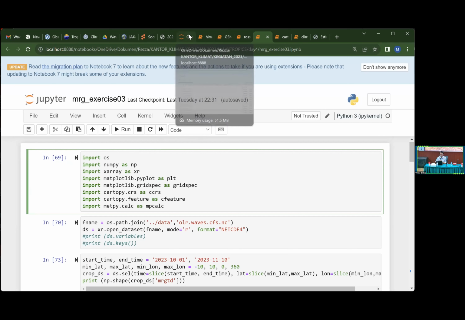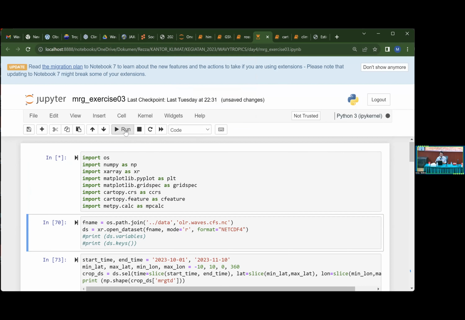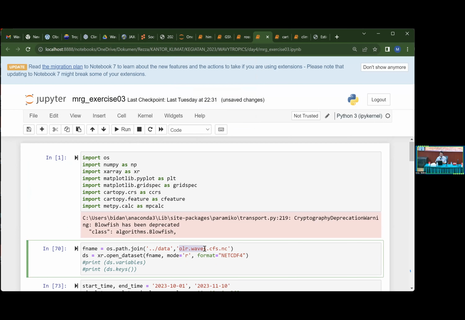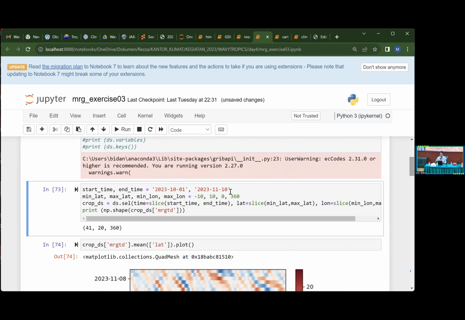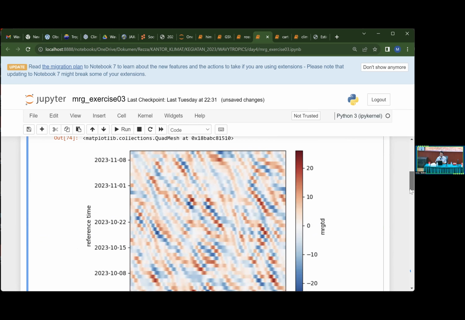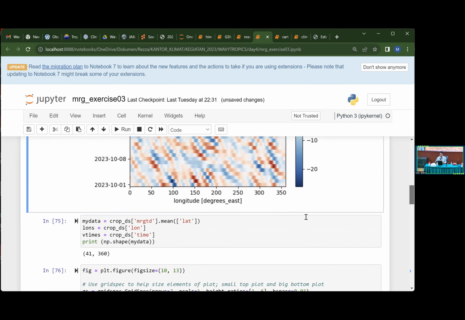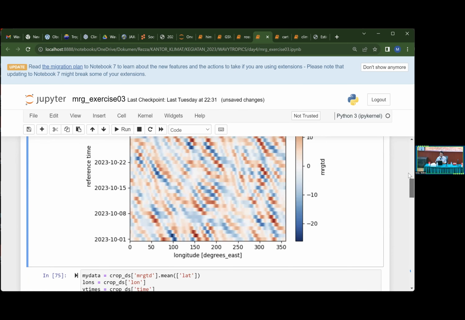So this one is the result of the MRG. Let's try to run this. So we run this OLR wave cfs.nc in the dataset, which you can download. And we run this, and then we try to select the time. Let's plot from October, okay? Or you can select which period you want. Let's select this one. And then you can see like this.